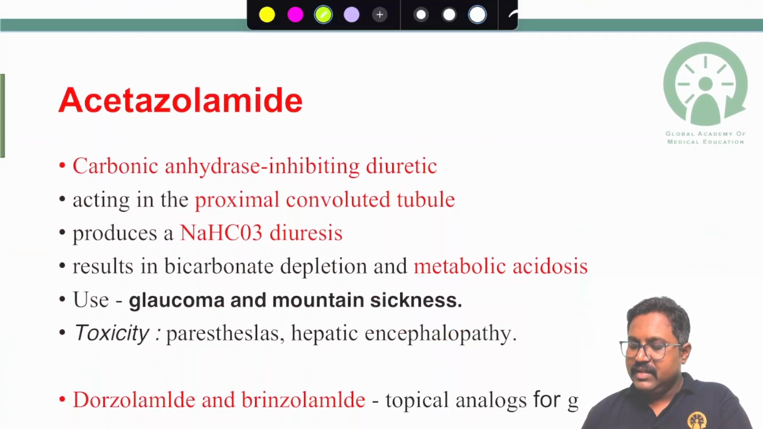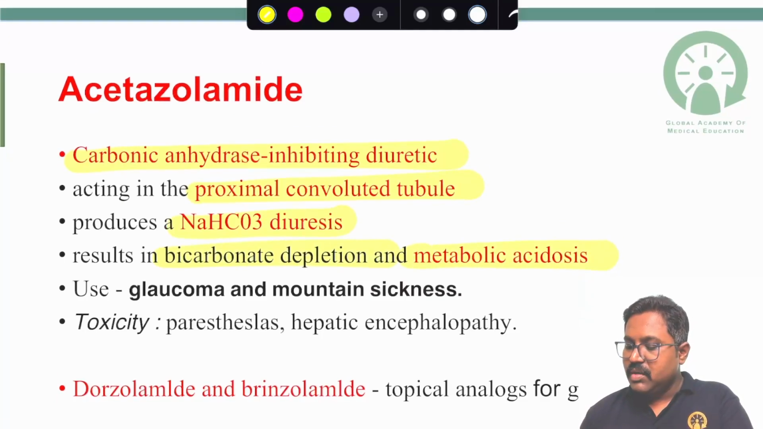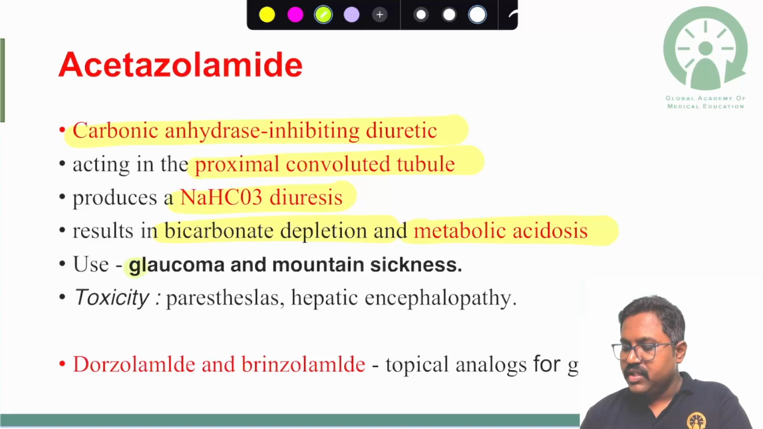Okay, basically acetazolamide is a carbonic anhydrase inhibitor. It acts on the proximal convoluted tubule. It causes sodium bicarbonate diuresis, leading to metabolic acidosis because of bicarbonate depletion. So apart from mountain sickness, they are also used in glaucoma. So to treat glaucoma, use it topically. The examples are dorzolamide and brinzolamide.